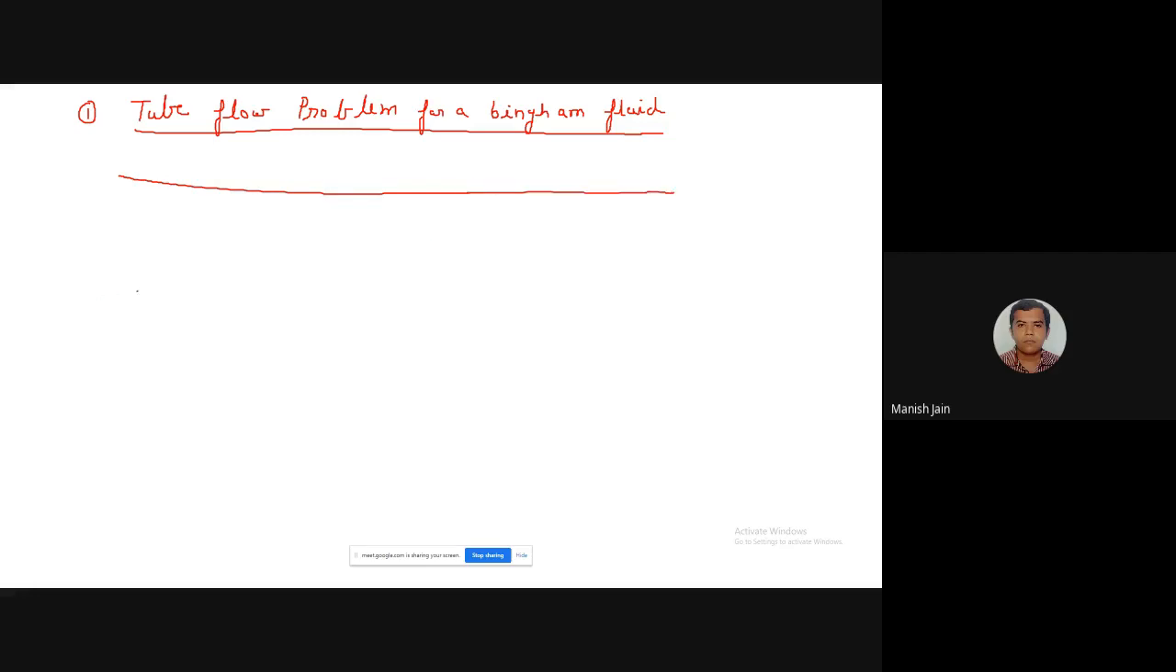So basically you have a pipeline and fluid is flowing inside the pipeline due to the pressure difference. The same problem which you had solved for the power law fluids as well as for the Newtonian fluid. In the last class we solved this problem for the power law fluids, and in the transport phenomena class we solved this problem for the Newtonian fluid. So this is the R axis, this is the Z axis. Fluid is flowing due to the pressure difference. Here the pressure is P naught, here the pressure is PL. The length of the pipeline is L.